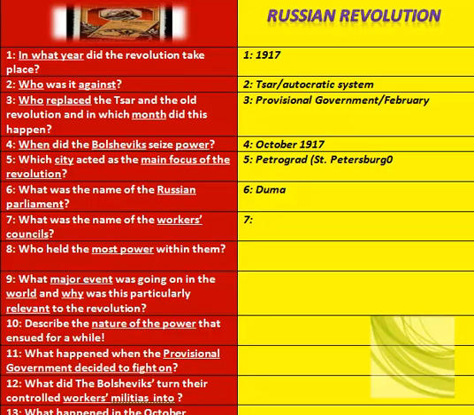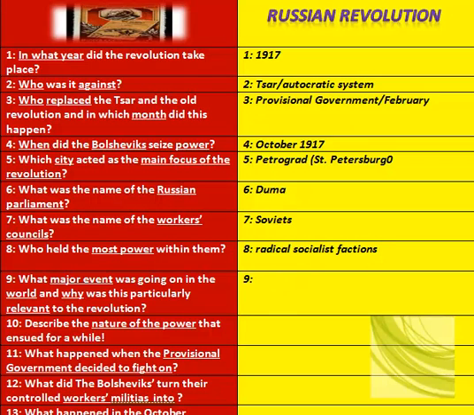Let's look at number seven. What was the name of the workers' councils? Now the workers' councils were known as Soviets, to get the name Soviet Union from. Number eight. Who held most power within them? So we had the Soviets, and it was mainly led by radical socialist factions.